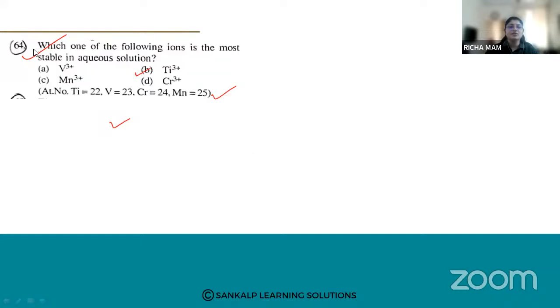Which one of the following ions is most stable in aqueous solution? Which one of the following ions is most stable in aqueous solution? Palladium +3, titanium +3, Mn +3, or chromium +3. Which one is more stable?